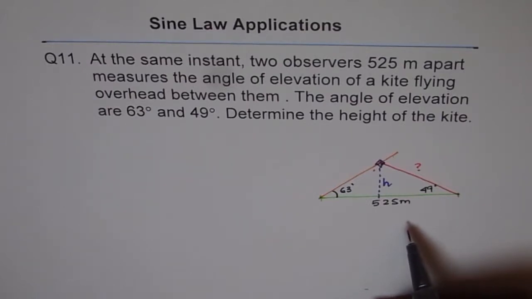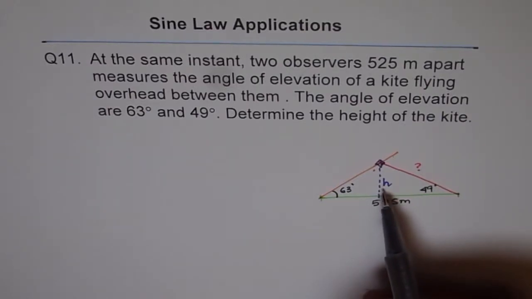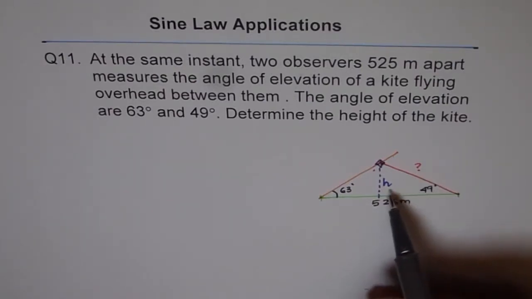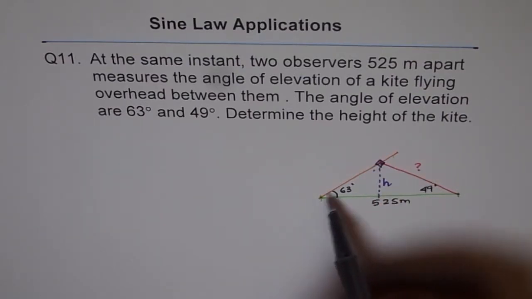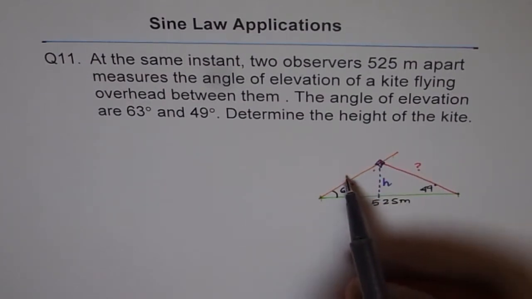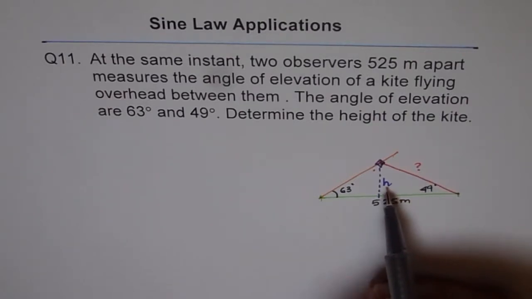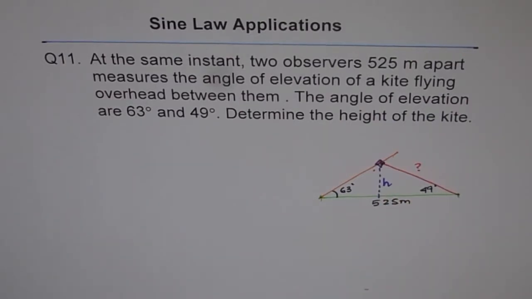So it's kind of tricky. First, you are not getting the height straight away, right? You need to find one of the sides first. Sometimes when we ask this question, we also ask you to find how far the kite is from each observer, right? In that case, you find both the sides. But finding a side is critical to find the height in this problem, okay? So that is how you're going to do it.